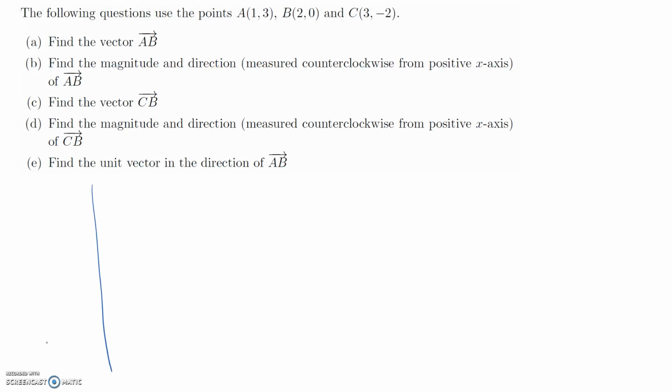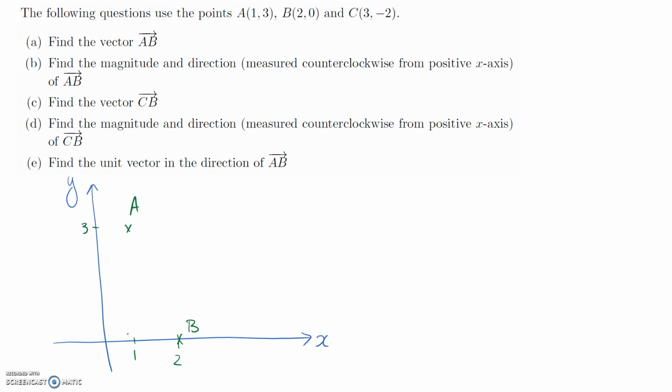So I'm going to draw the Cartesian coordinate system, so the X and Y axis, and let's plot our 3 points on there. So A is at the point 1, 3, so that's 1 along X, 3 up Y. Let's say that's that point. Alright, next we have B, so that's 2 along and 0 up, so it basically sits on the axis at 2, so that's point B.